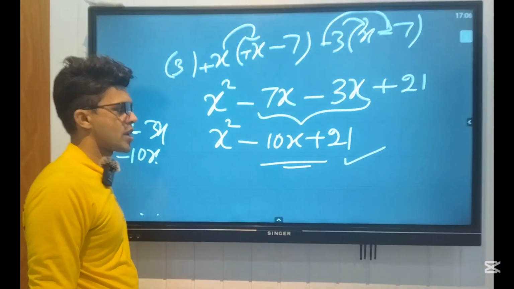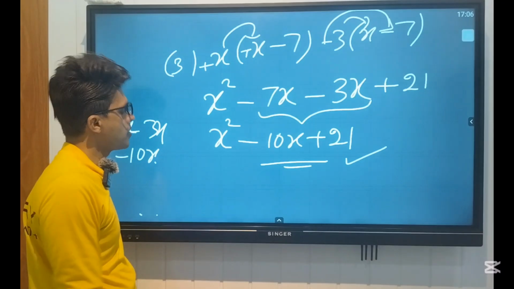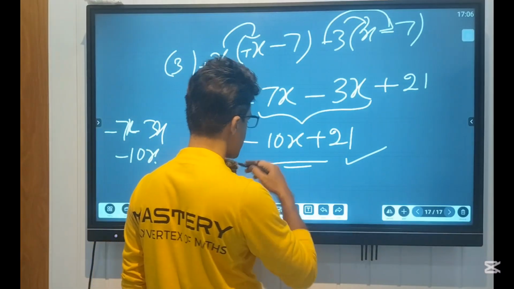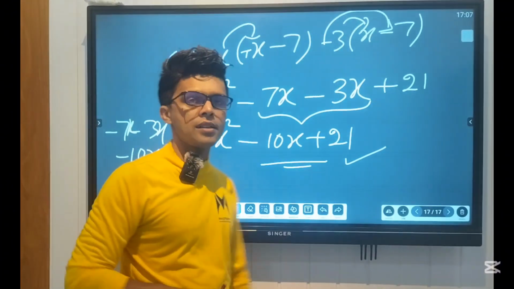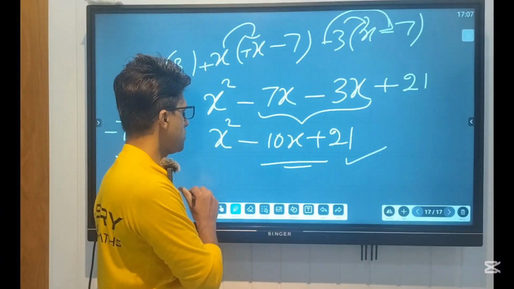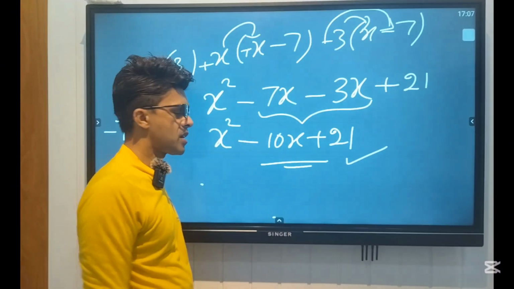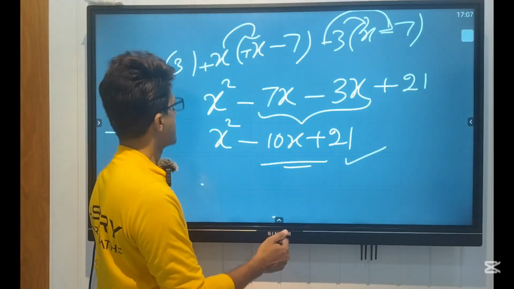So anyway, the answer is x squared minus 10x plus 21. The reason you can't simplify these terms more is that these are unlike terms. This x squared term cannot be simplified with this x and this digit as well.